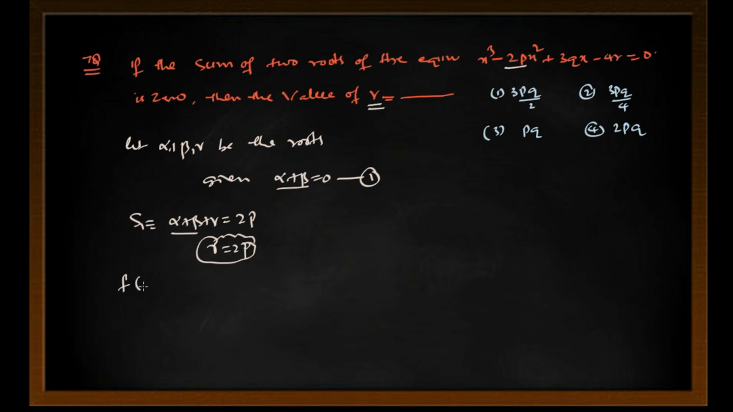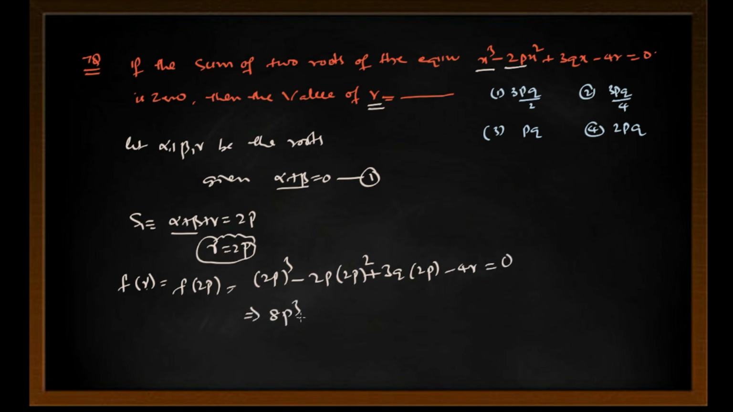So f of gamma, that is 2p. In the place of gamma we can write 2p. So f of 2p. The given equation is x cube, means (2p) whole cube minus 2p into (2p) whole square plus 3q into x, that is 2p, minus 4r equals to 0. So 2 cube is 8p cube, 2 square is 4, 4 twos are 8, p cube plus 3 twos are 6pq minus 4r equals to 0.